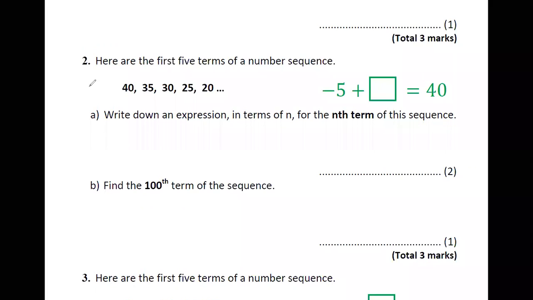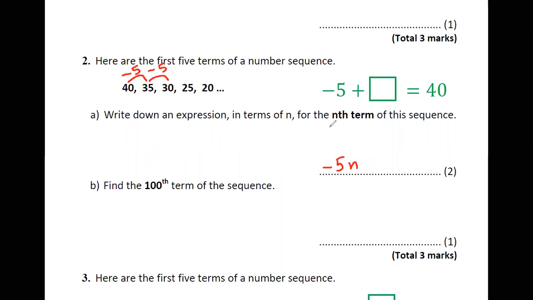Right, let's move to question number 2. This time the sequence is 40, 35, 30, 25, 20. The term to term rule is taking away 5 each time. That's why this time I'm going to write -5n, and we have to be very careful that if the sequence is going down, we have to write with a negative sign.